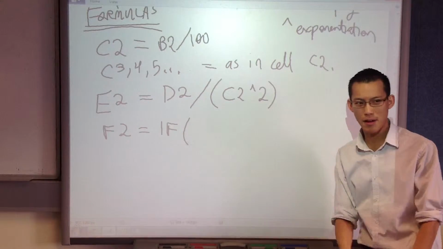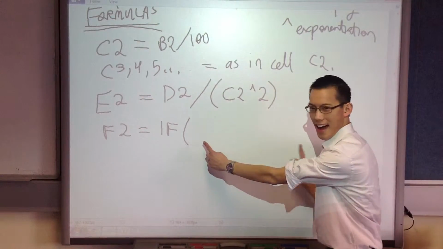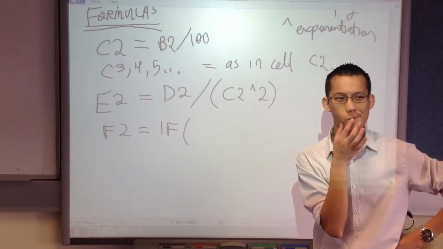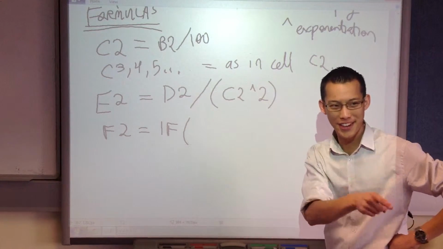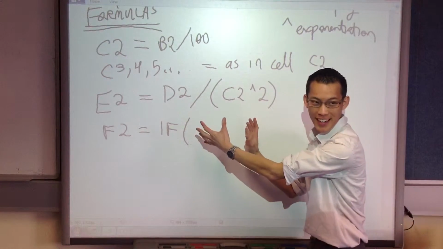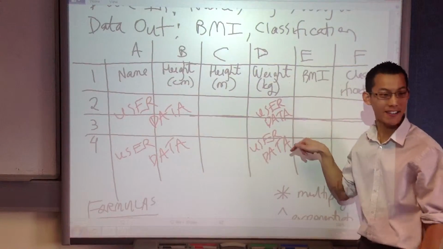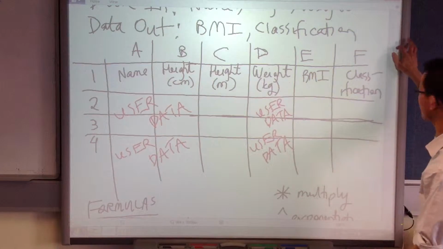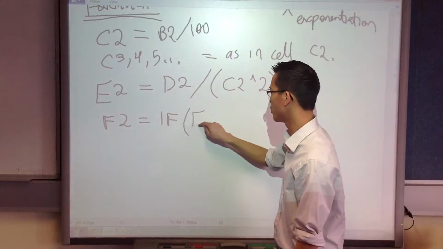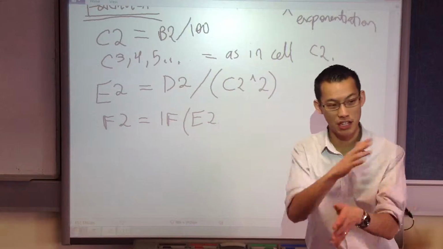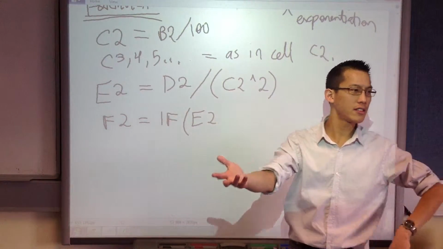So, does anyone remember there are 3 pieces that go inside the if statement and they're separated by commas? What are they? Okay, firstly, the first of 3 is a condition. And the condition is about the BMI, right? So it is E2. So if E2 meets some kind of condition, now we said our magic number is 25. Should I make it greater than 25 or less than?